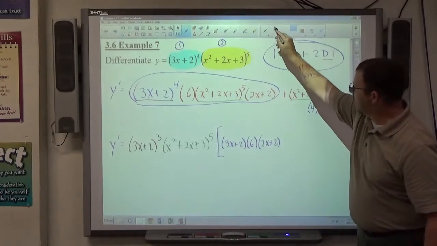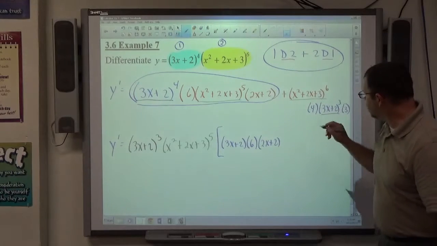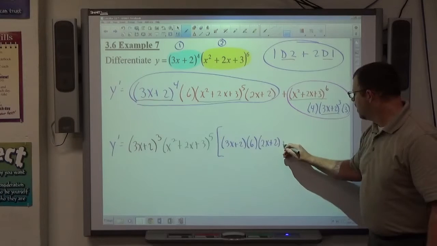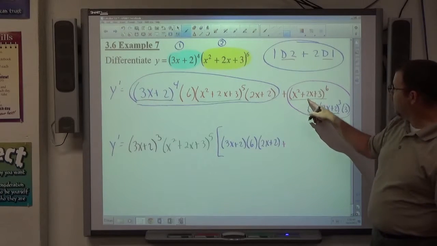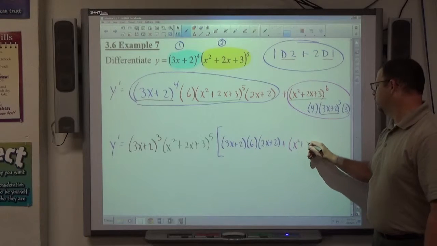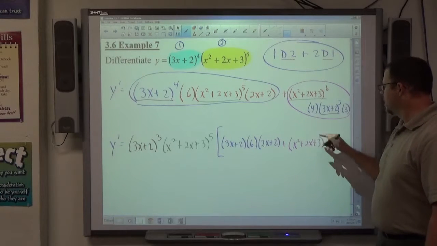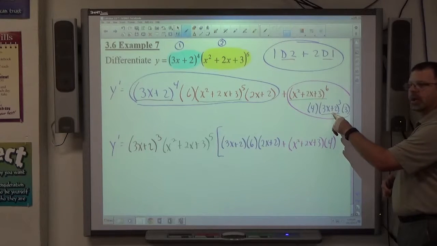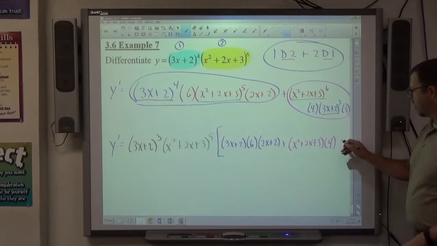If we take a look at the second one, let's use this color. Okay, so here's my second object. I'm taking x squared plus 2x plus 3 to the fifth out of x squared plus 2x plus 3 to the sixth, which makes x squared plus 2x plus 3 to the first. Taking nothing out of 4. I'm taking 3x plus 2 cubed out of 3x plus 2 cubed. That just goes away, and I've got a 3.